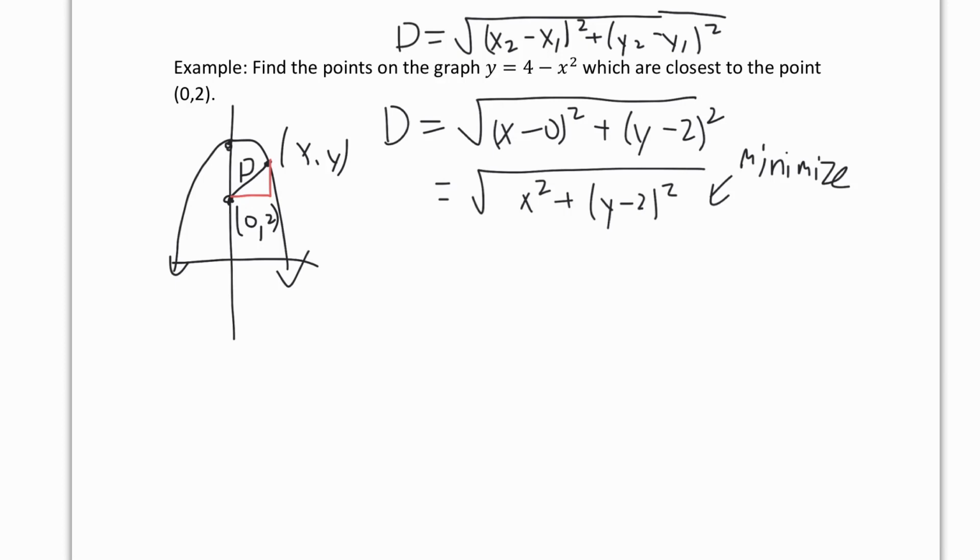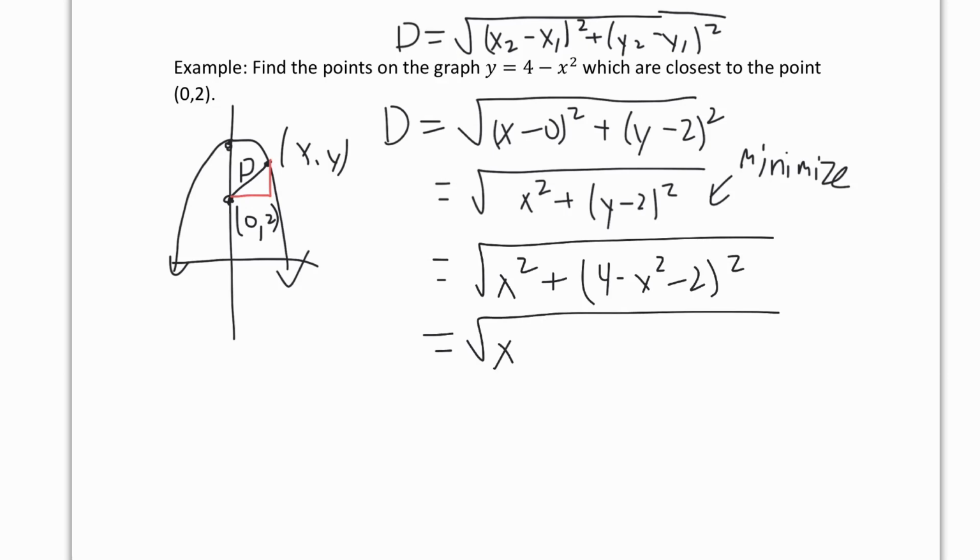But, well, there's a few problems. First off, of course, there's two variables, so we need to get rid of one of the variables, and what we can do is we know what y is equal to. This point here, x, y, y is always on the graph, which means y is always equal to 4 minus x squared. So we're going to plug that in so we can get just one variable. So x squared plus 4 minus x squared minus 2 squared. So x squared plus 2 minus x squared, squared.